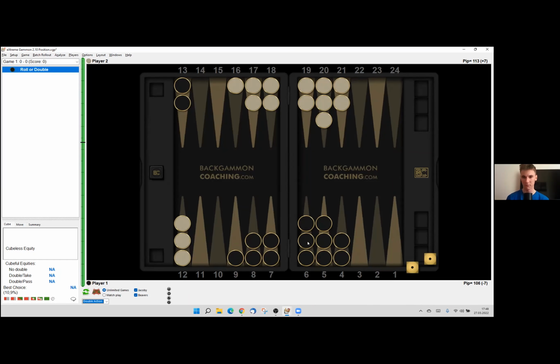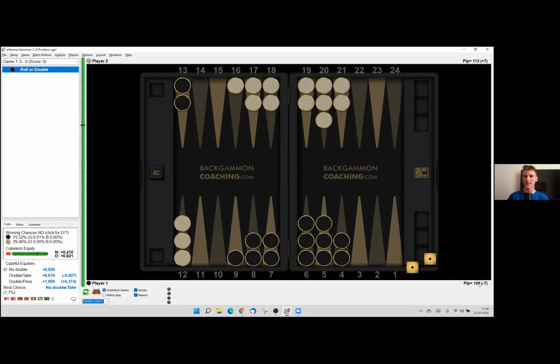Take. Now I'm thinking about the cube. What I need to know, the only thing I need to know is my pip count. You divide it by 10. That's 10.6, right? 10.6, and now you do minus 3. 10.6 minus 3, that's 7.6. And well, that tells me one thing. 7.6 would be the point where I would start cubing, basically.